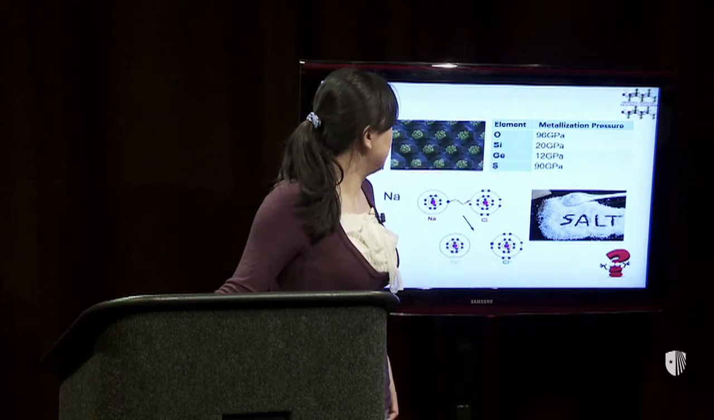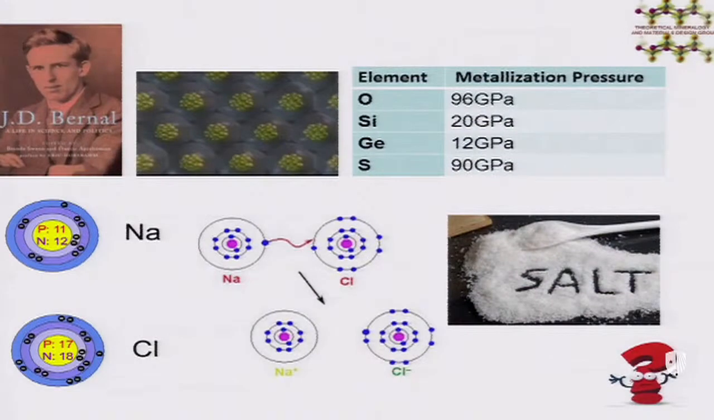Silicon metallizes at 20 gigapascal. For germanium, 12 gigapascal. Sulfur, 90 gigapascal. But for sodium, it gives a totally different story. At about 200 gigapascal, sodium changed to a transparent insulator. This discovery was published in the journal Nature in 2009.